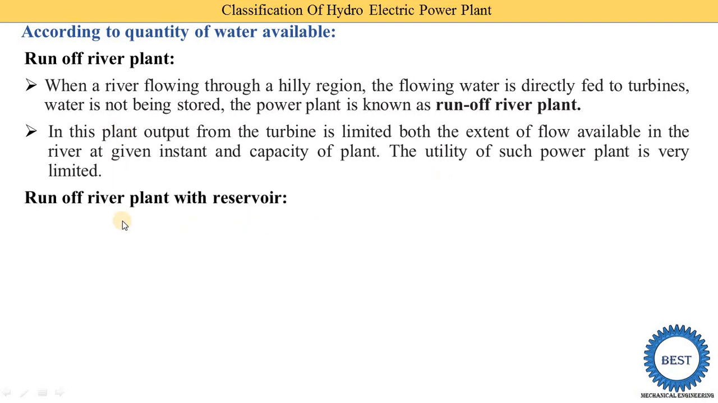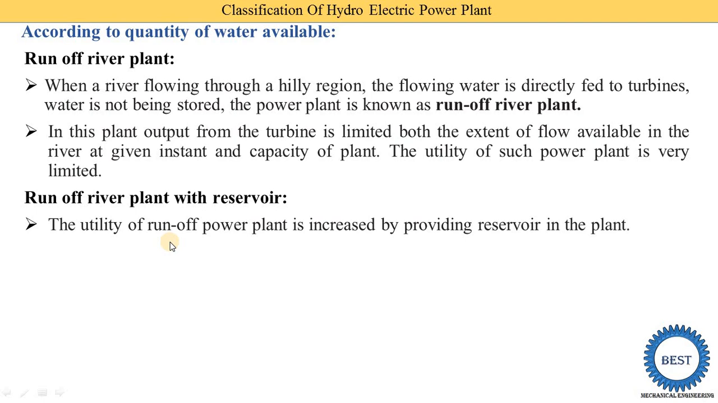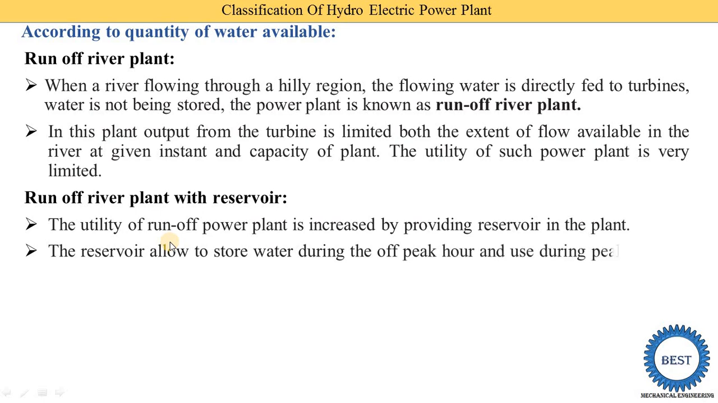Second type is the run-of-river plant with reservoirs. Okay, so here one word is added, with reservoir. Okay, means in a flow of the river, small reservoirs are created. The utility of run-of-river plant is increased by providing a reservoir in the plant, means one reservoir is created in the flow of rivers, and this water is supplied to the turbine.